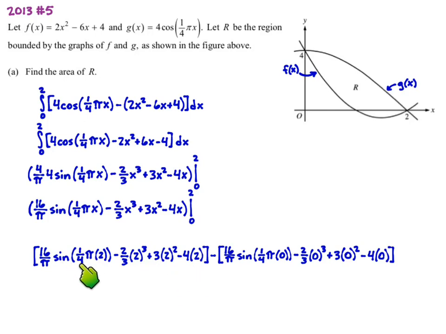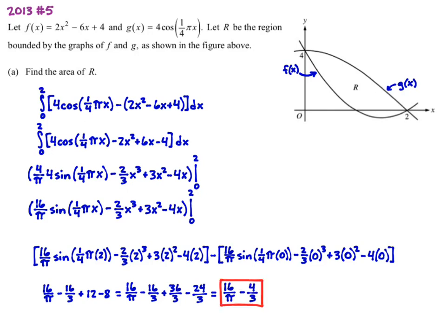The sine of 1/4 pi times 2, well, that's the sine of 1/2 pi, which is 1. So 1 times 16 over pi is 16 over pi. And then 2 cubed times 2 thirds is going to be 16 thirds. 2 squared times 3 is 12, and then 4 times 2 is 8. We'll go ahead and get a common denominator of 3 on those constants, and then we'll simplify all that, and we end up with 16 over pi minus 4 thirds. That was a long part A.